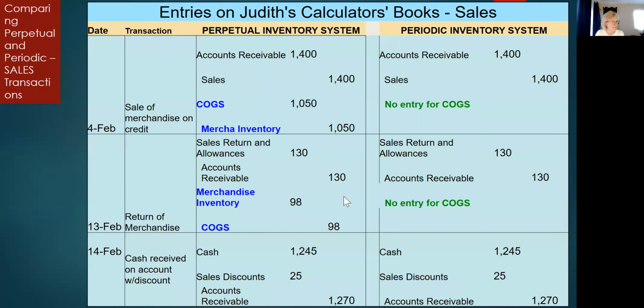Okay. So now I want to go, let's see. I can take us back to the multi-step income statement real quick. I just want to go through that.